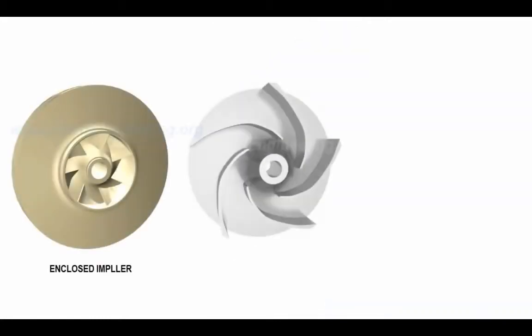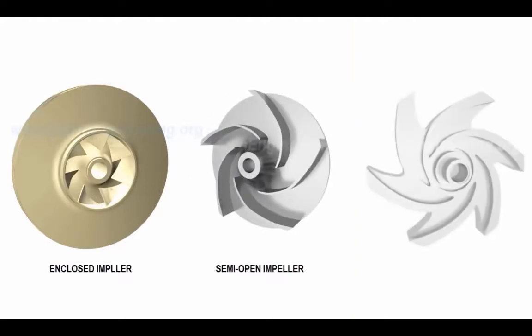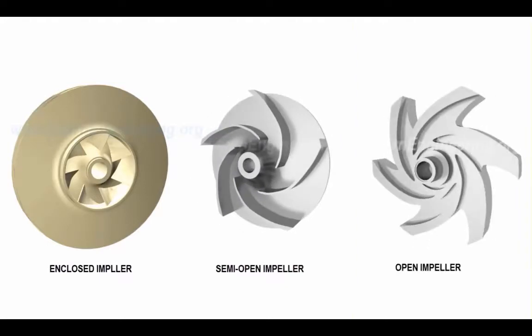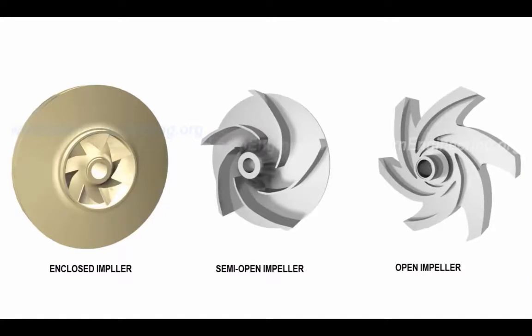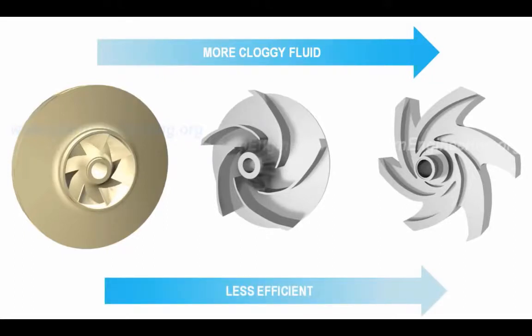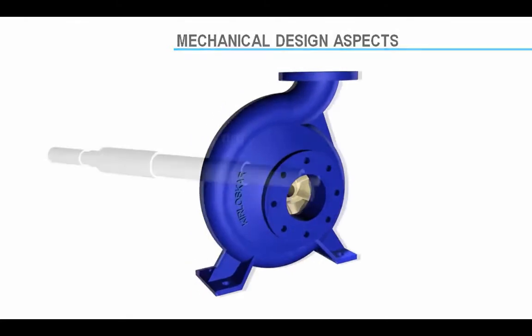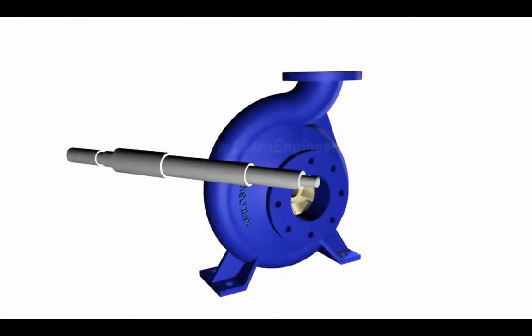Current impeller type is enclosed. Semi-open and open impellers are also in use depending upon application. If the working fluid is cloggy in nature, it is preferred to use open kind of impeller, but they are slightly less efficient. Mechanical design of centrifugal pump is always challenging. A shaft is used to connect between the impeller and motor.